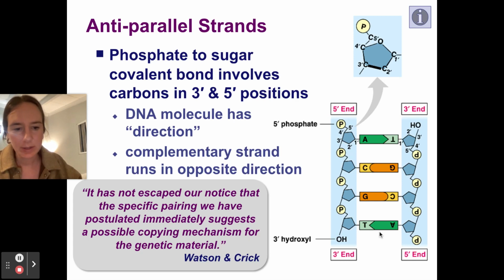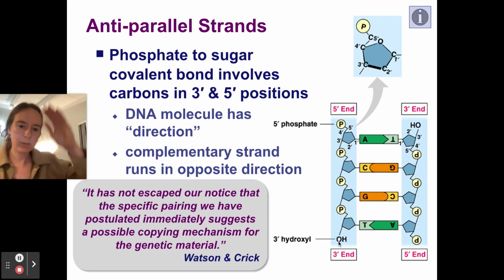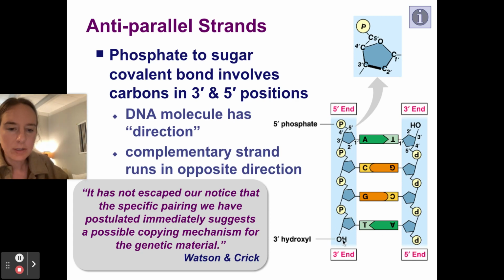Okay, now on the end here, when you get to the very, very end, there's nothing attached, but here's our 3'. So 1, 2, 3, and it's ending with this hydroxyl group or OH that has nothing else left on it. Here, our 3' end is on top and our 5' end is on the bottom. So this is the directionality. And the complementary means matching strands. They run in opposite directions.